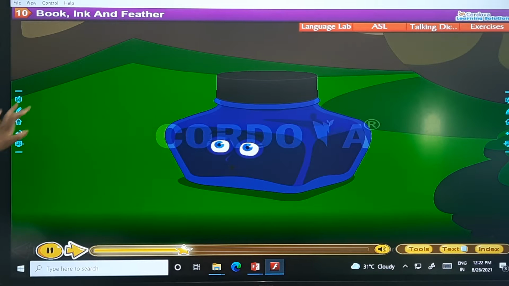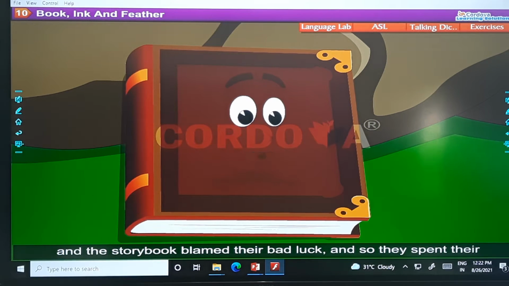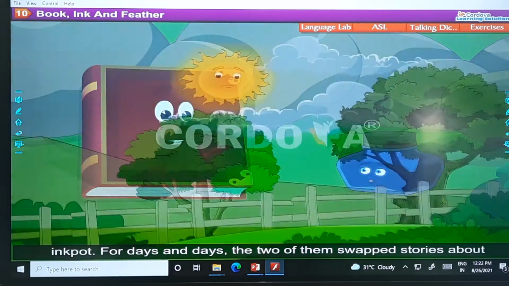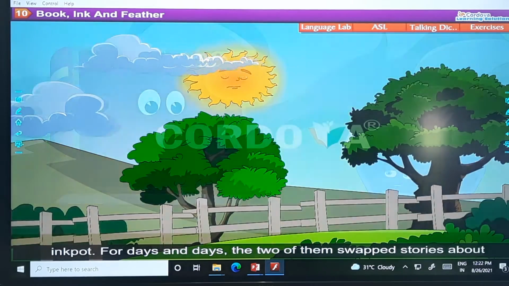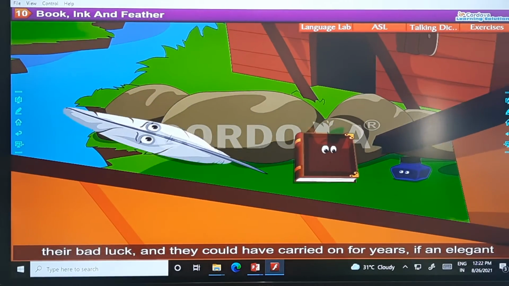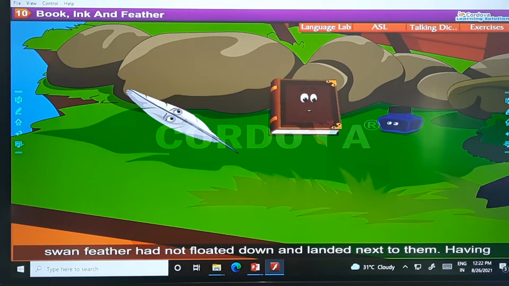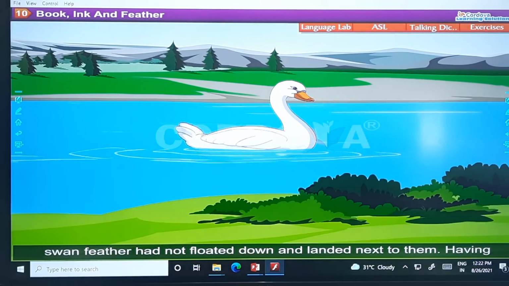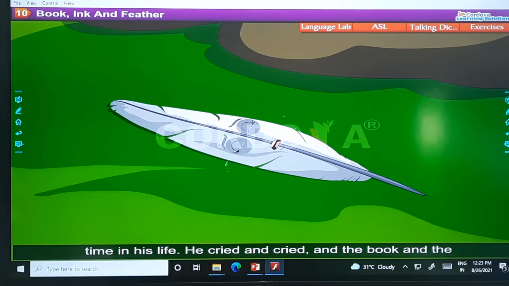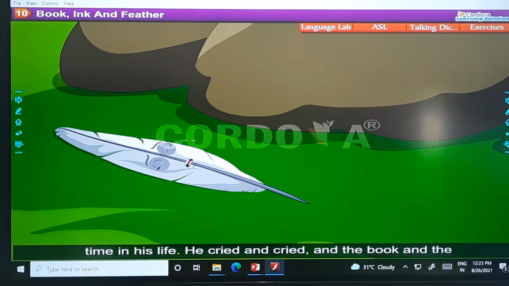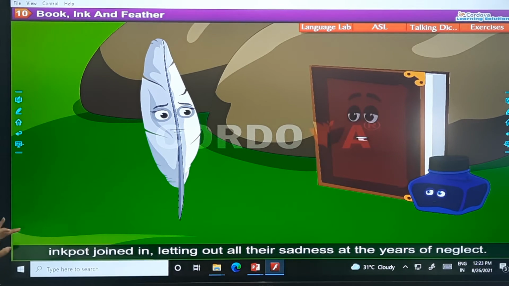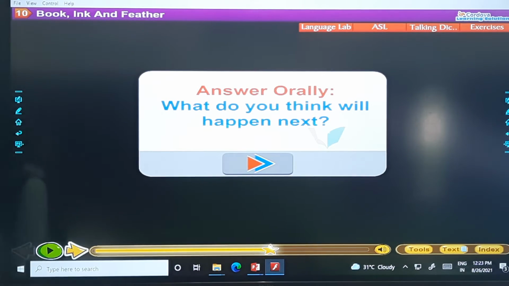The inkpot and the storybook blamed their bad luck, and so they spent their days. When the book was thrown away, it ended up next to the inkpot. For days and days, the two of them swapped stories about their bad luck, and they could have carried on for years if an elegant swan feather had not floated down and landed next to them. Having fallen from his swan, the feather felt lonely and abandoned for the first time in his life. He cried and cried, and the book and the inkpot joined him, letting out all their sadness at the years of neglect.